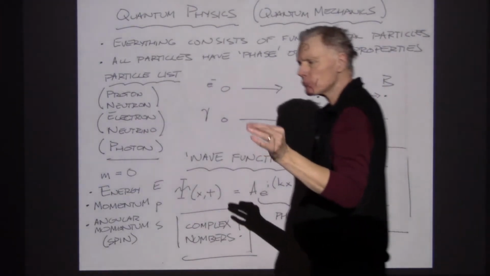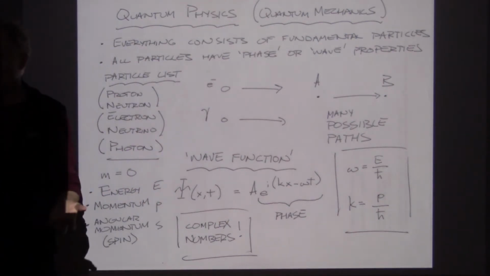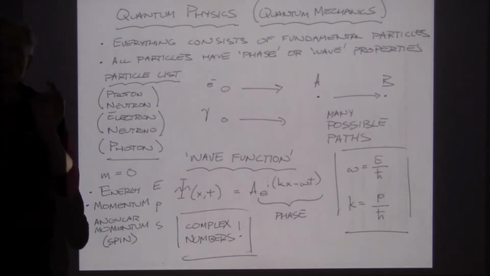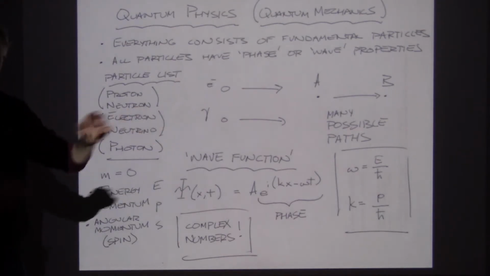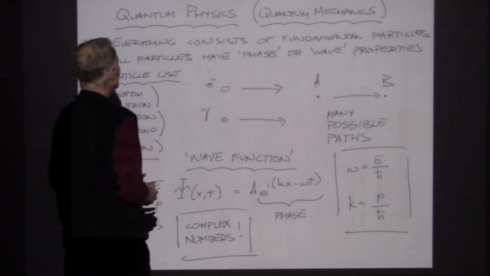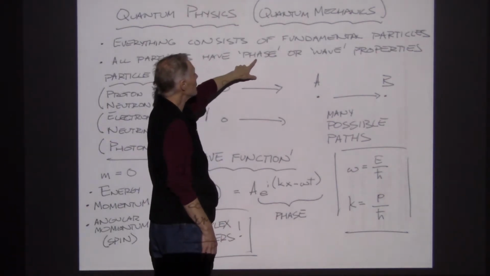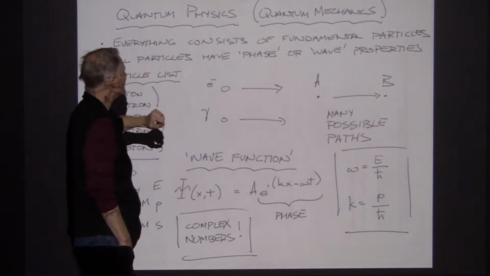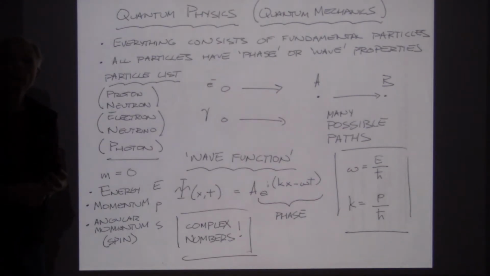Now, particles are not like marbles. Particles are dynamic. Particles have these dynamic properties to them. So a fundamental particle, an electron, a proton, a photon, a neutron, they don't follow just one definite path. There's a range of possible paths they can follow. And along those paths, they have this property called phase. So let's see if we got this. Everything is made out of fundamental particles. The properties all have wave or phase properties to them.